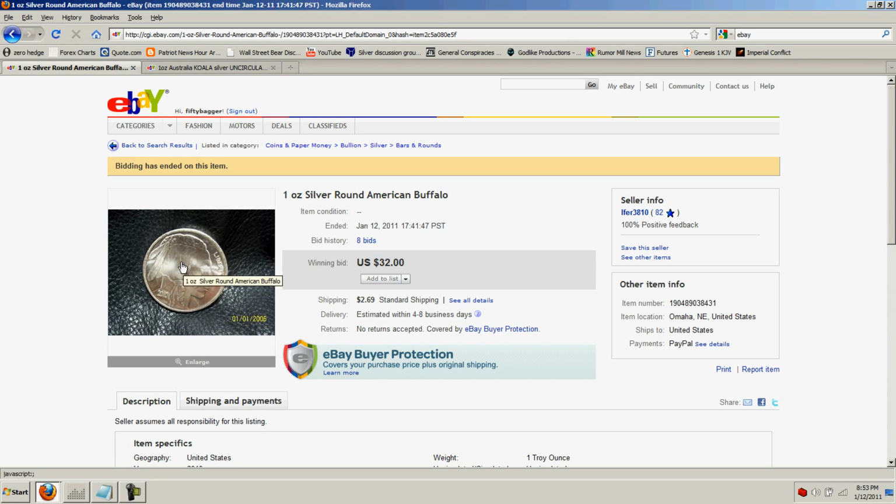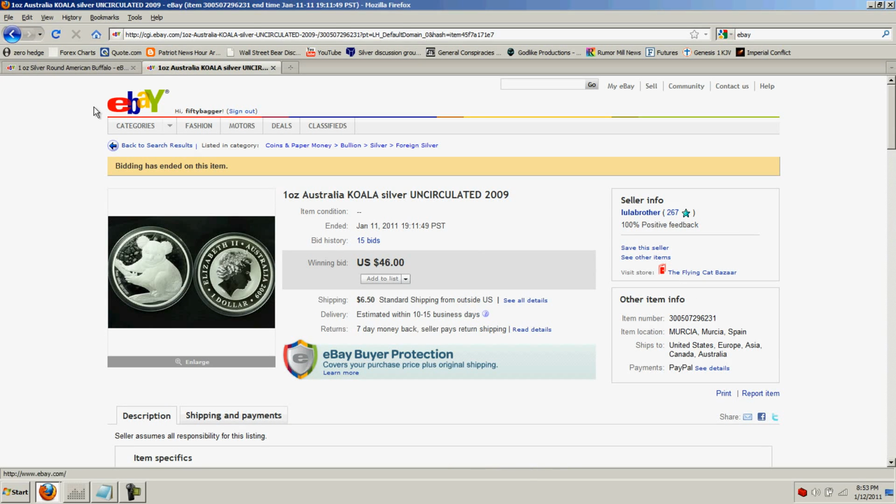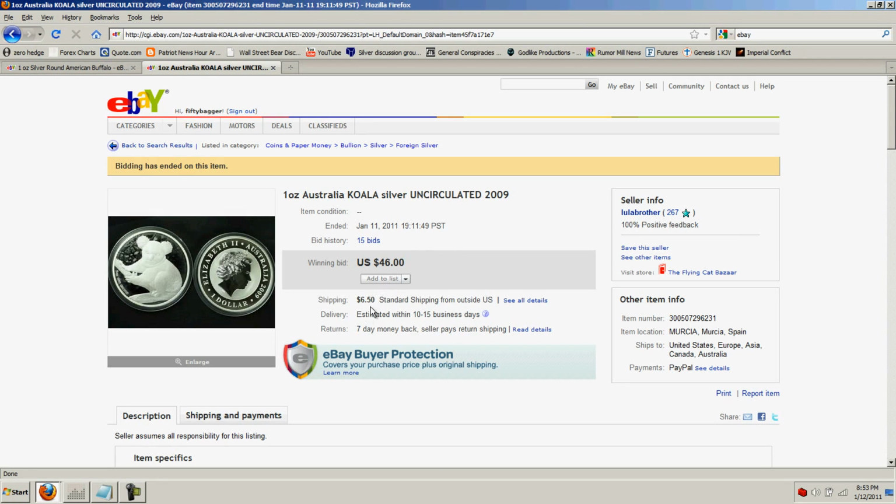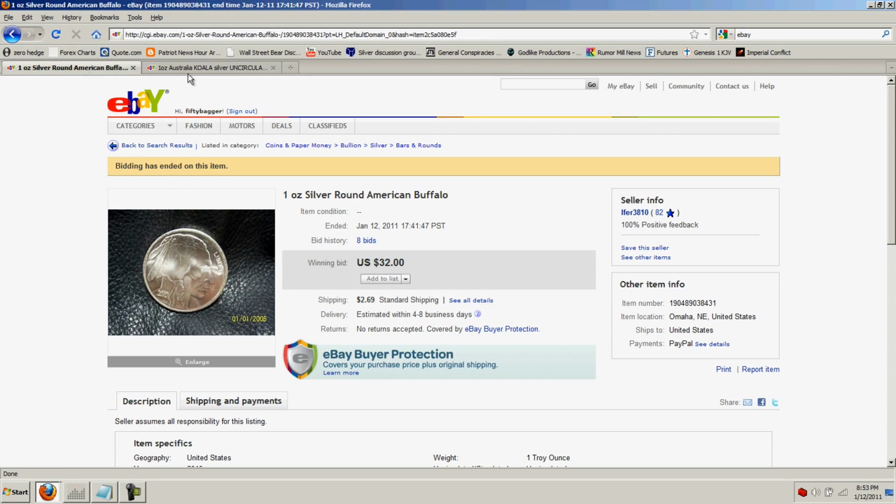Now, this coin I bought in the fall of 2008 for $12, and this coin I bought at the exact same time for $14. As you can see, this coin is selling on eBay for $32 plus $2.69 shipping. I just did it as $34. And this coin is selling for $46 plus $6.50. I did that as $52. I left 50 cents or so for shipping, and just added that in because you'll see that these shippings are higher too. But the person's pocketing that. It costs the same thing to ship this coin as it does to ship this coin.